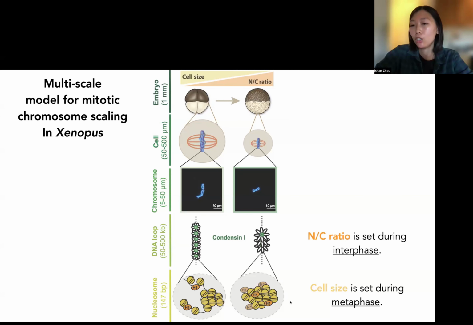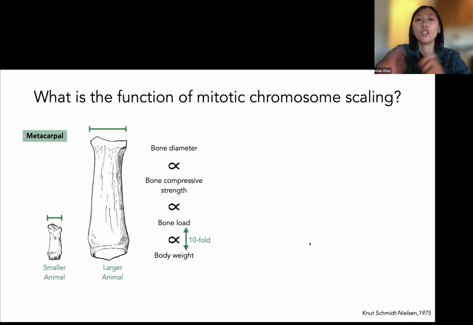So I didn't get a chance to show you all of this data, but NC ratio is exclusively set during interphase and only through this condensin 1 pathway, whereas cell size is being set during metaphase and exclusively through the H1 pathway.